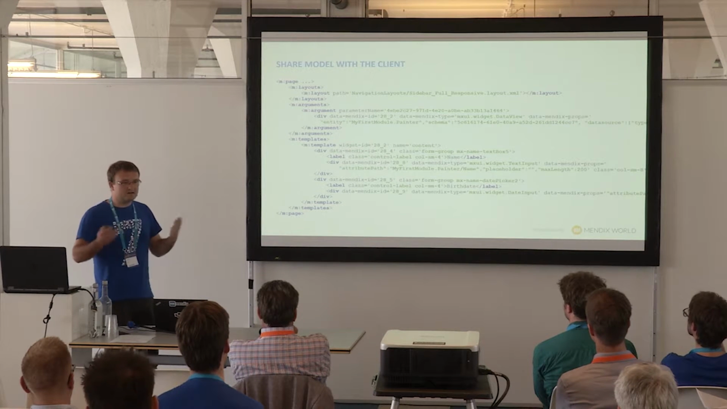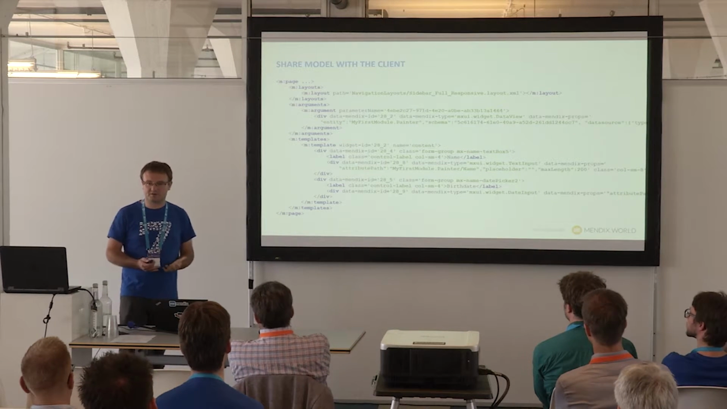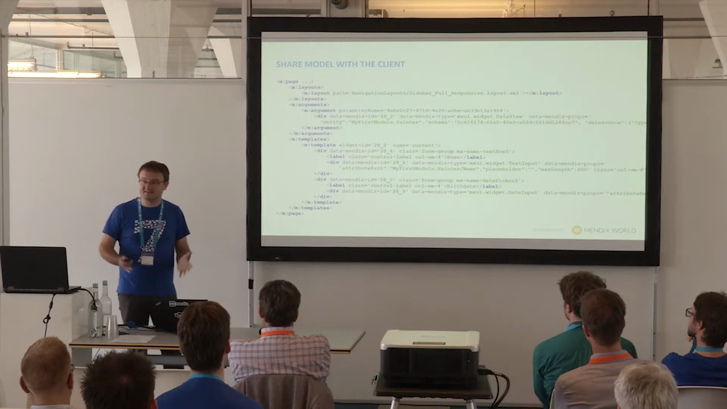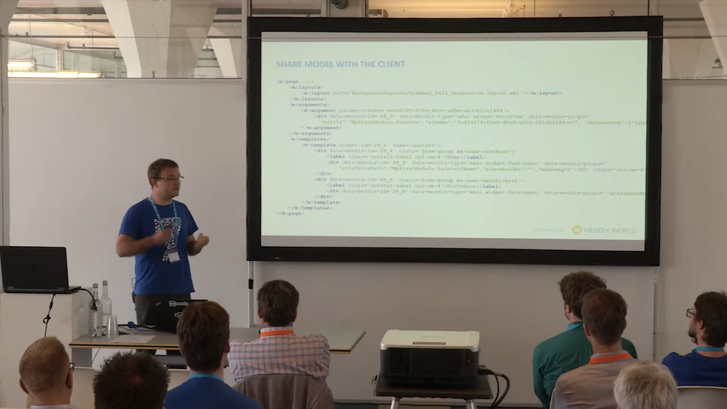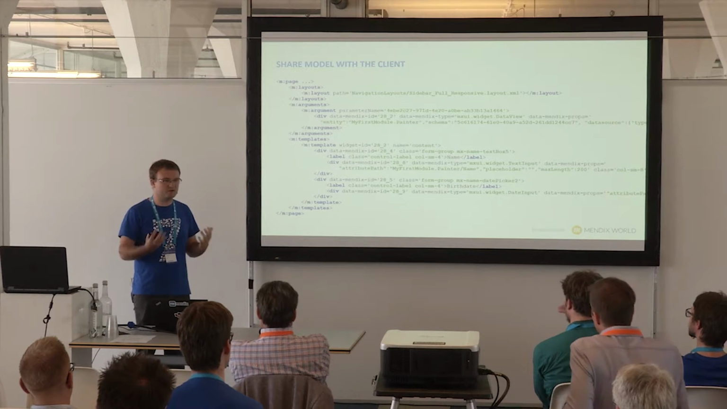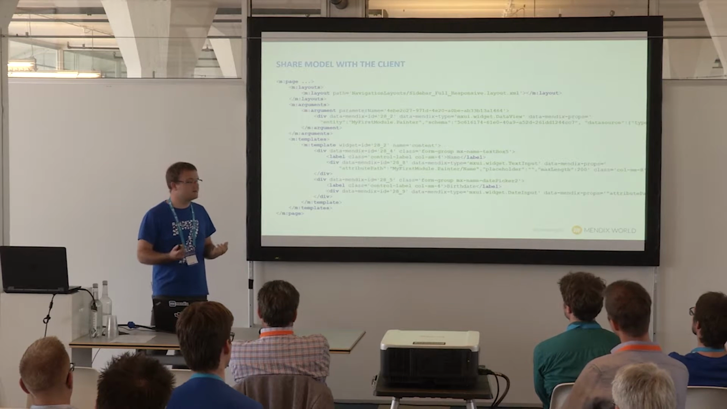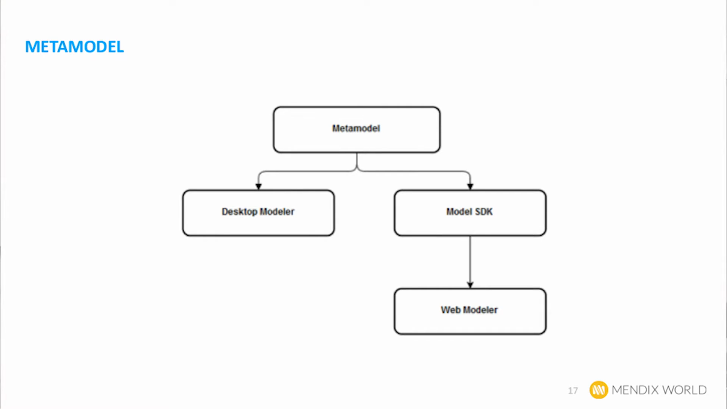So when the guys started to build the meta model and the SDK on it, we needed one model to rule everything, one consistent model, a single source of truth. Because we don't want the SDK to have a different model than the desktop modeler. That would become pretty scary. So we needed something prettier. So the guys made a meta model.